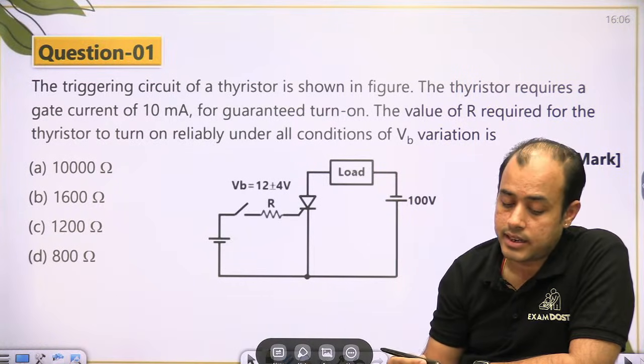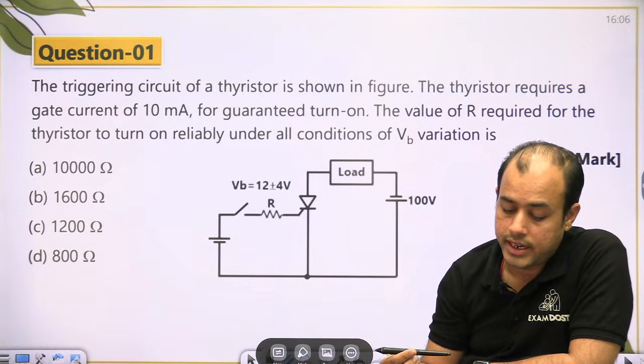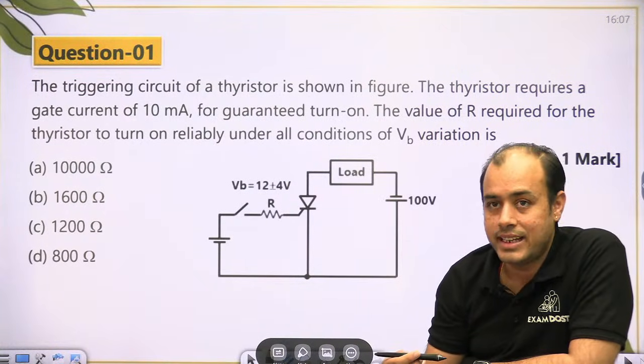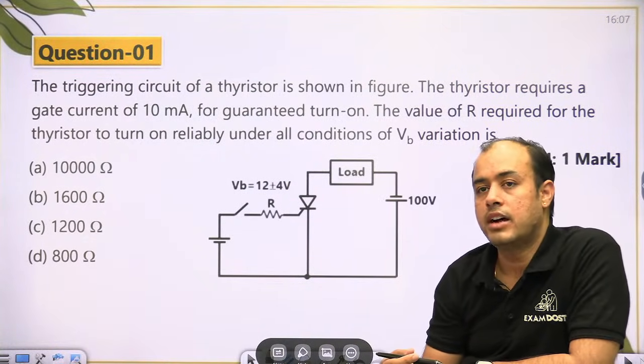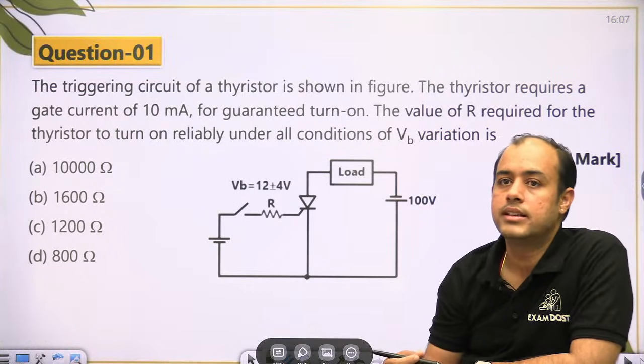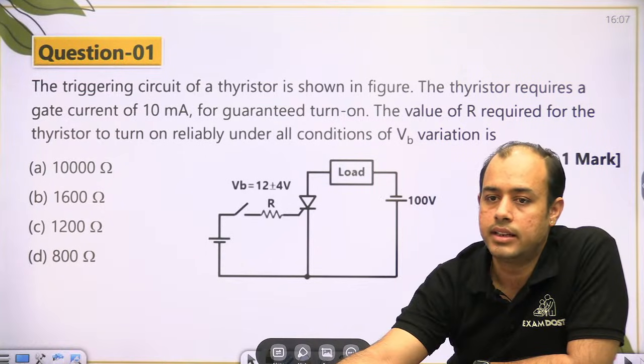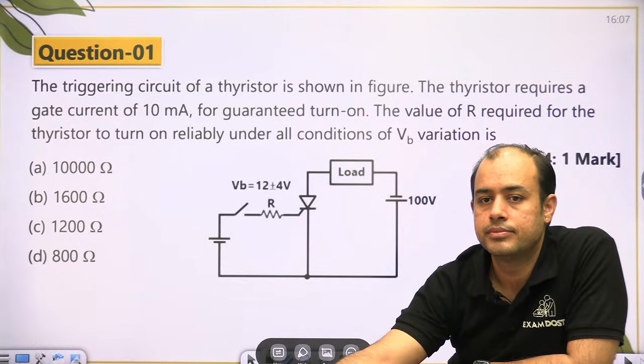The triggering circuit of a thyristor is shown. It requires a current of 10 milliampere for guaranteed turn on. What is the value of R required for the thyristor to reliably turn on? Come on, quickly make it, everybody.